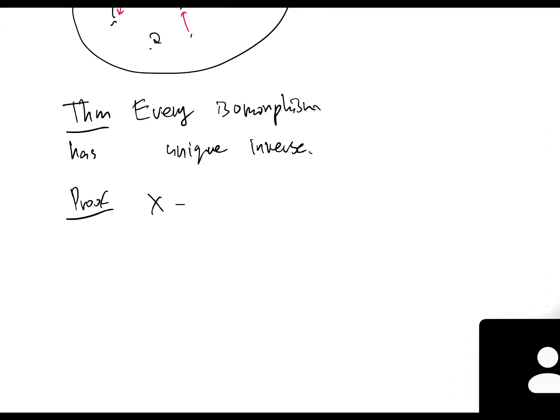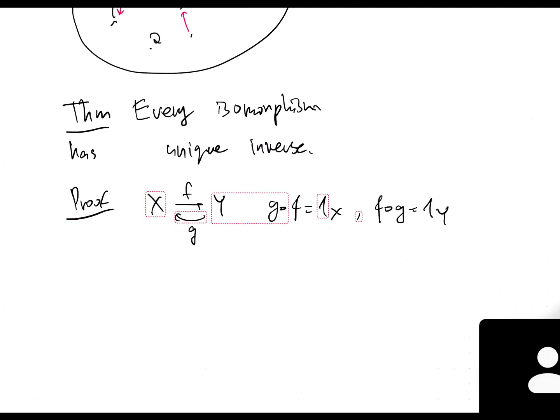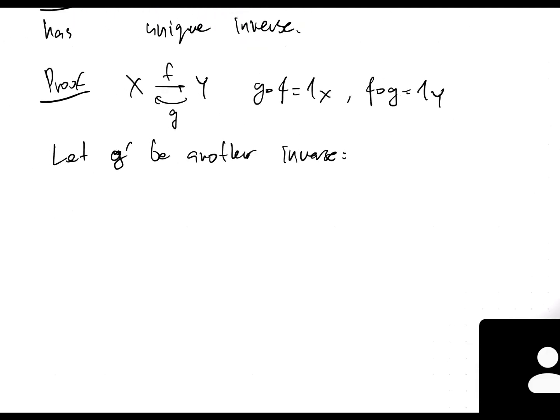So let's say F is our isomorphism, right? And we've got also G, one of the inverses. And we know that G composed with F equals identity of X. And we know that F composed with G equals identity of Y. Now let G prime be another inverse. So that we have G prime composed with F is also identity, and F composed with G prime is also identity.